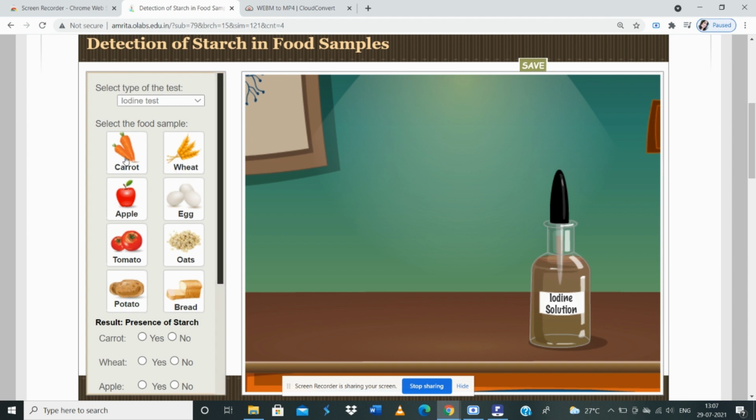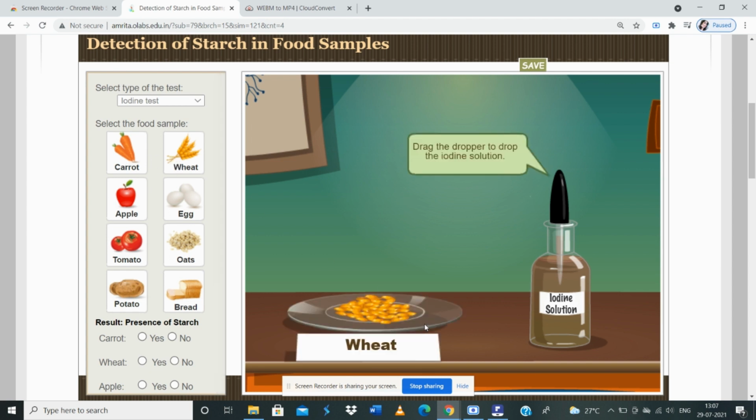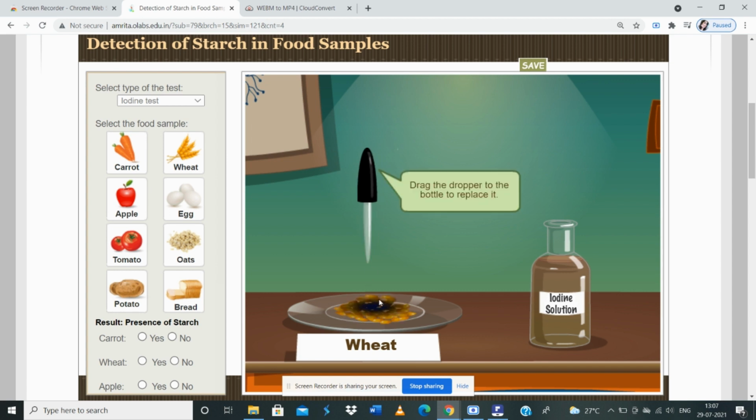We will test the presence of starch in different food items. This is wheat, and this is our iodine solution, and we will add a few drops of iodine solution here. Now you can see the change in color. The iodine solution was initially a little bit brownish and orangish in color, but now it turns blue black. This suggests that wheat contains starch. And how do we get to know this? We know because of the change in color, since the iodine solution turns blue black.